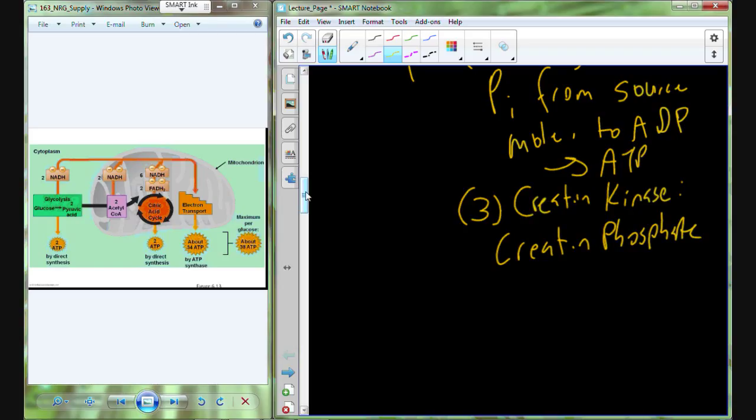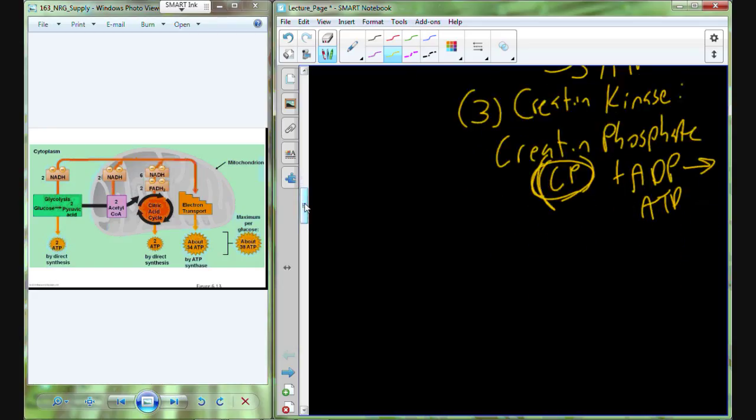Okay, so creatine refers to creatine phosphate. You're going to generate creatine because we're going to remove that phosphate from creatine phosphate, which I'm going to just abbreviate as CP, not C3PO, CP. And ADP, so this is our source for the inorganic phosphate. We're going to add it to the ADP, and we're going to get ATP. Creatine phosphate is our source.